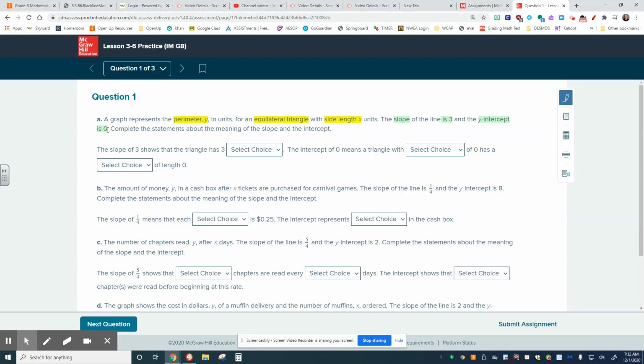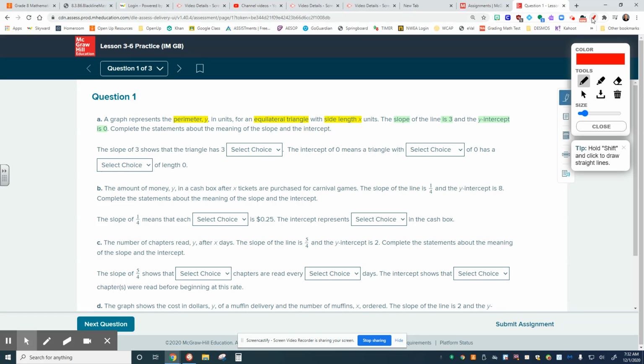The slope of 3 shows that the triangle has 3 what? Angles or sides? Well, let's look back. When we talk about slope, if the y-intercept is 0, that's kind of a big deal. That tells us this is a proportional relationship. That means k is going to represent our slope, and y is going to be divided by x. That means that the perimeter is dependent on the side lengths.